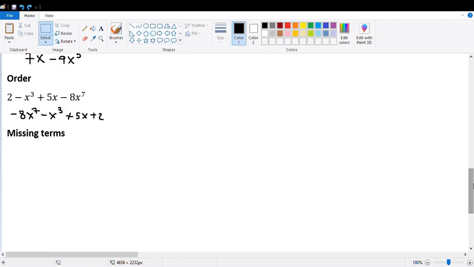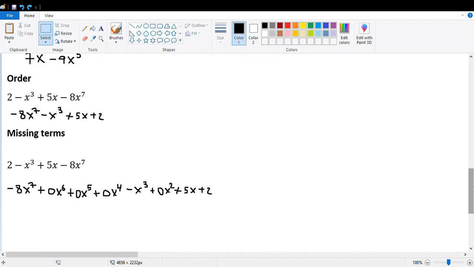Missing terms. If a coefficient is 0, we generally don't write the term. We say that they have missing terms. Look at this. Let's use this example and organize it in perfect descending order. When I say perfect, I mean 7, 6, 5, 4, 3, 2, 1, and 0. What are the missing terms? The missing terms are the terms with 0 as a coefficient, like this one over here. These are the missing terms.